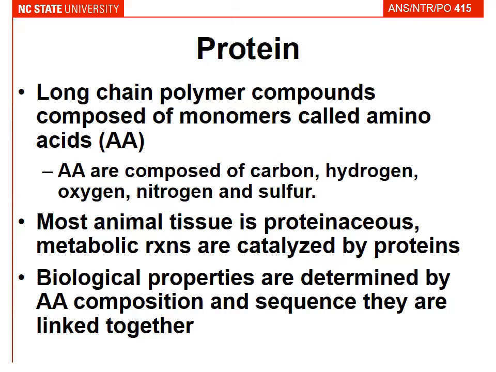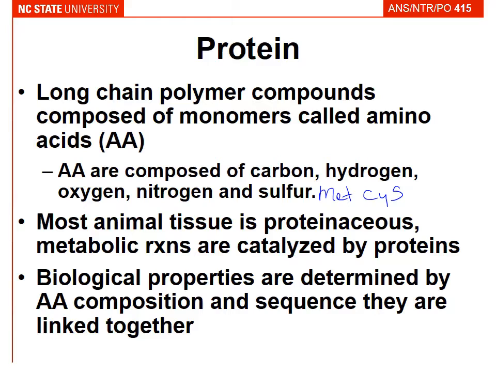And amino acids are molecules that are composed of carbon, hydrogen, oxygen, nitrogen, and sulfur. Now, not all of the amino acids have sulfur, so the only ones that have sulfur are methionine and cysteine. So you'll need to be able to tell me methionine and cysteine have sulfur, but all other amino acids have carbon, hydrogen, oxygen, and nitrogen.